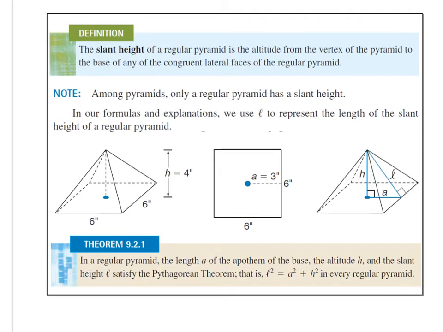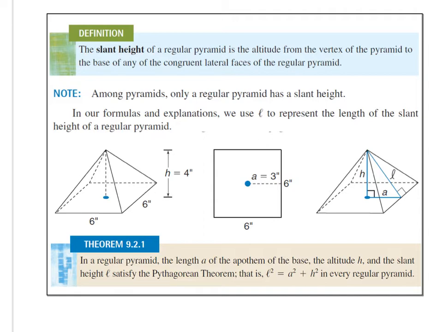Okay, slant height. This is something that we haven't talked about before. The slant height of a regular pyramid is going to come from the altitude from the vertex to the base of the lateral face. So we can think about it like this guy over here. We have our altitude to the middle of our base. It goes across, and then we're forming this triangle here. So our slant height goes from the vertex of the pyramid, down the face to the base edge here.